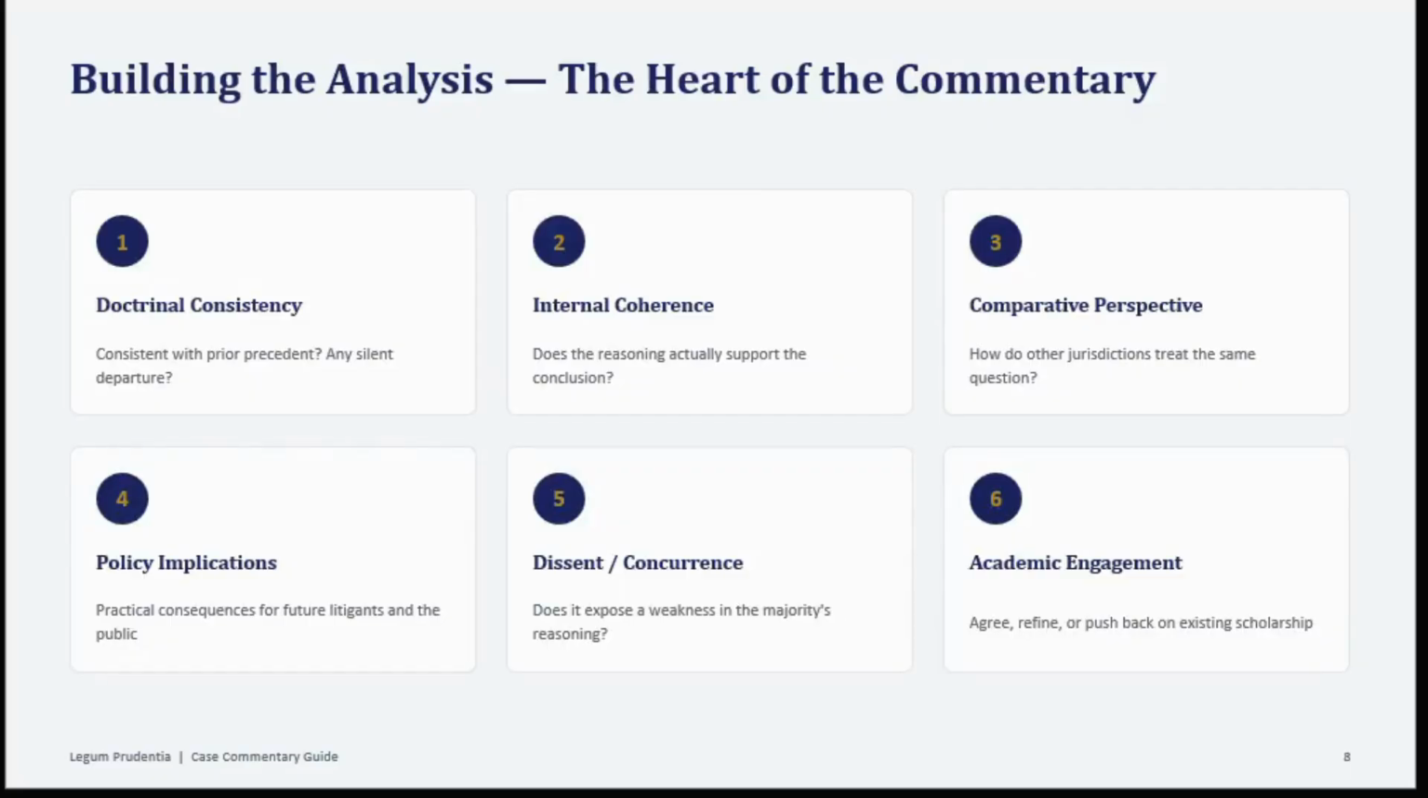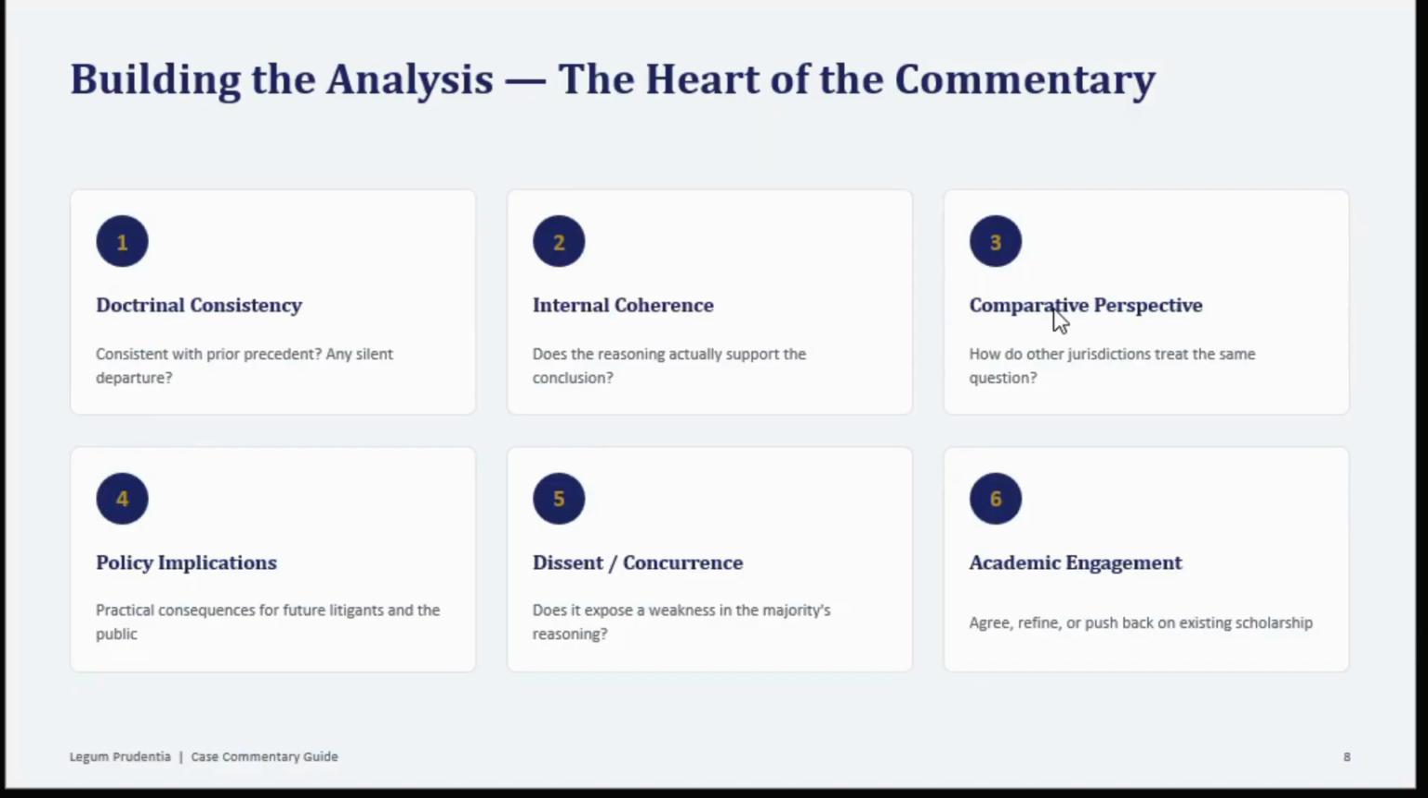Now, building the analysis, the heart of the commentary. First thing is doctrinal consistency. Is it consistent with prior precedent, any silent departure? Whenever you are drafting a case commentary, doctrinal consistency is very important. The second thing is internal coherence. Does the reasoning actually support the conclusion?